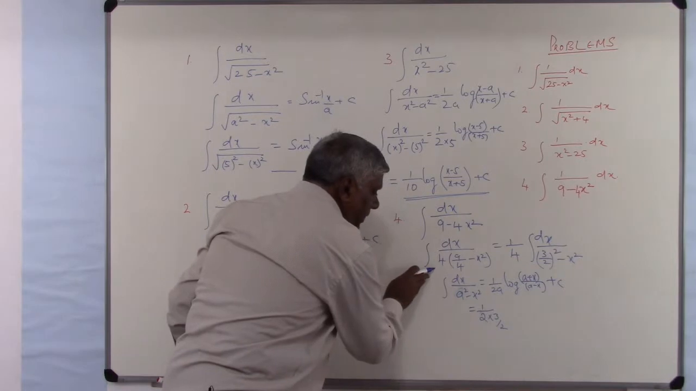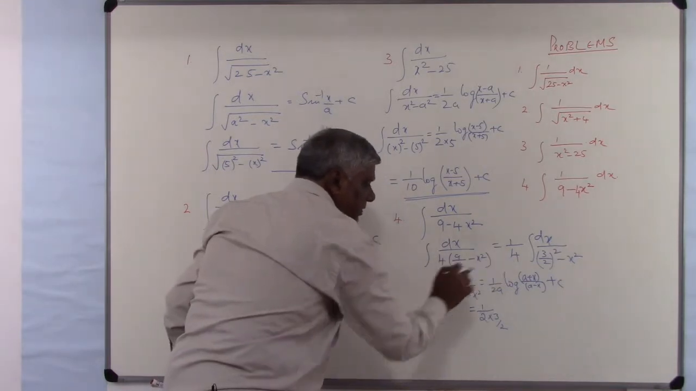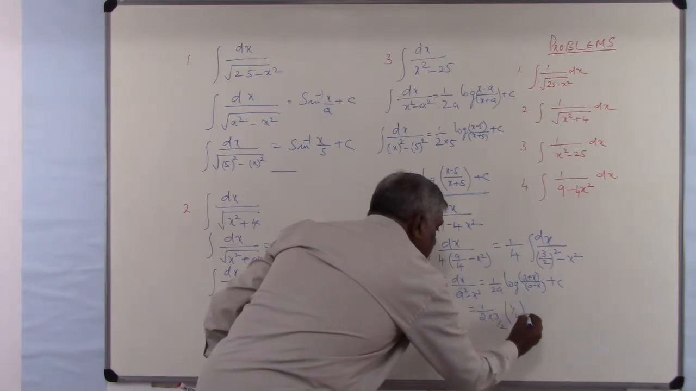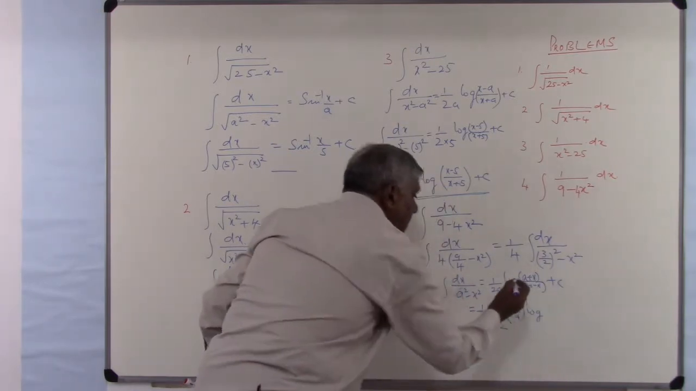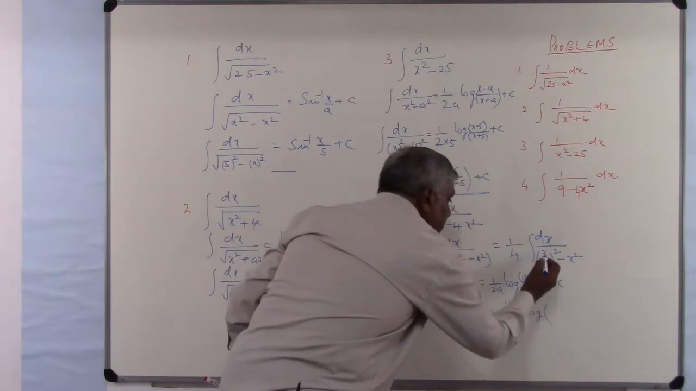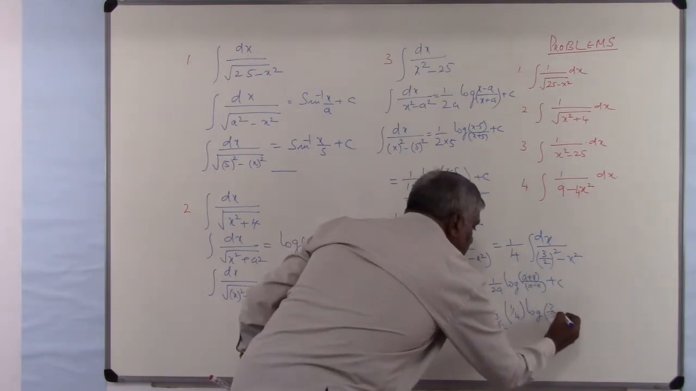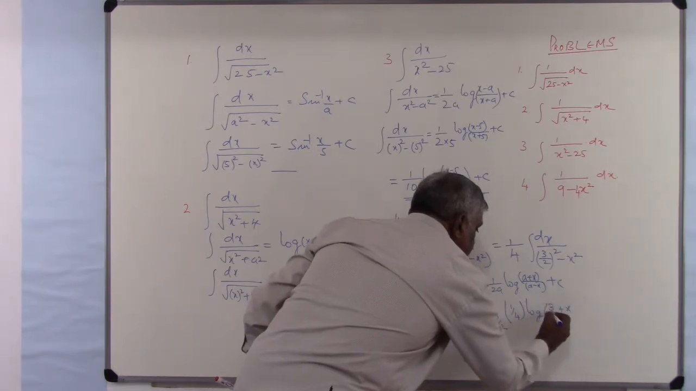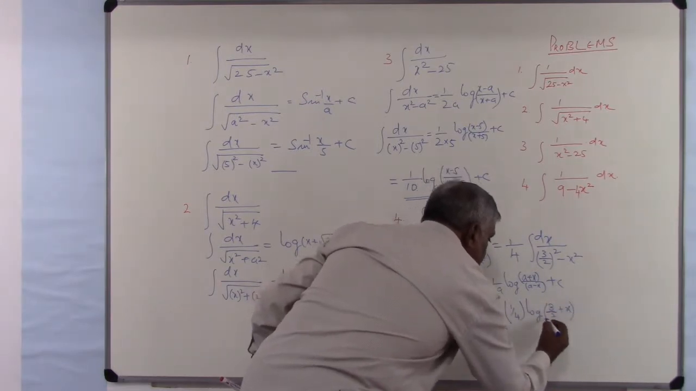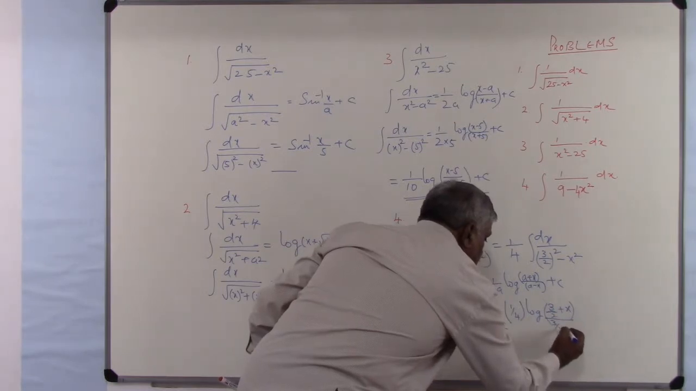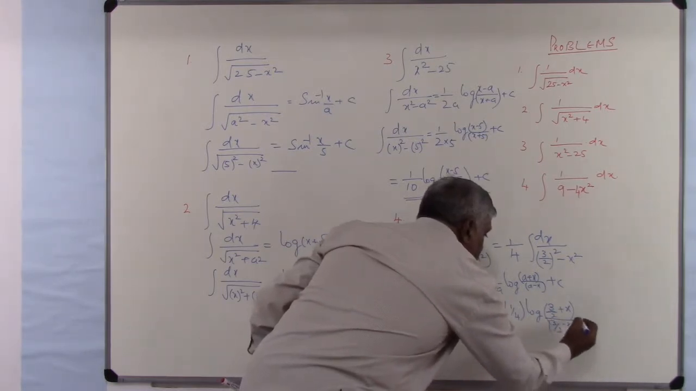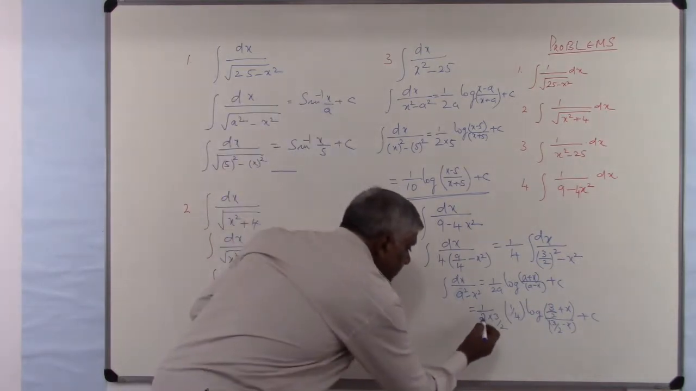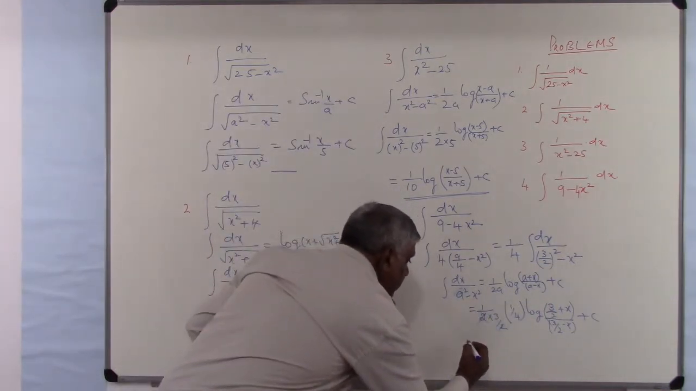I have not taken the 1 by 4 here; it is outside. We have to take 1 by 4 log of a plus x, where a is 3 by 2, plus x. You will write it like this, divided by 3 by 2 minus x plus c. You can see this and this get cancelled.